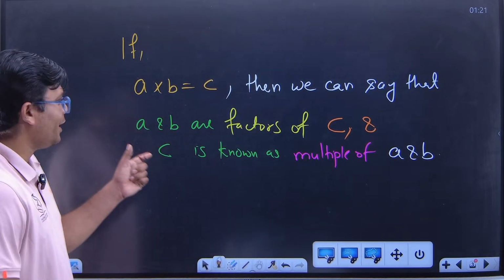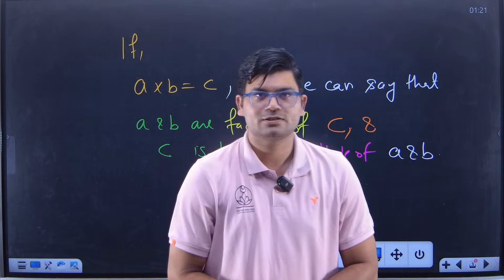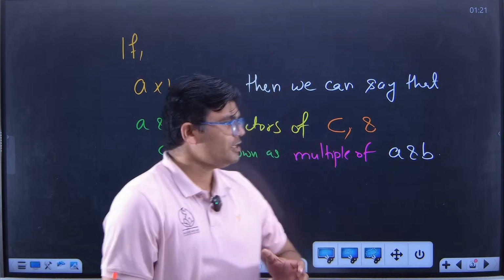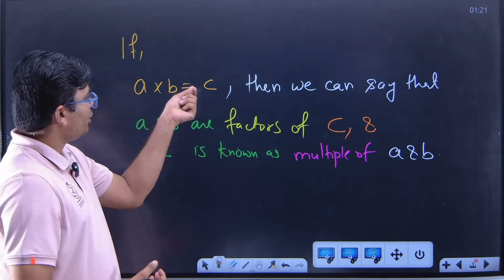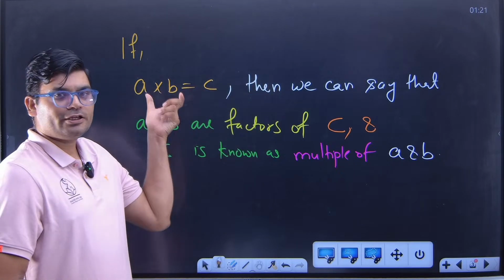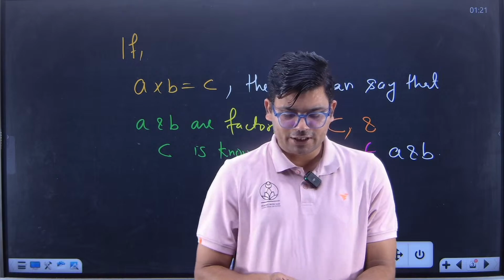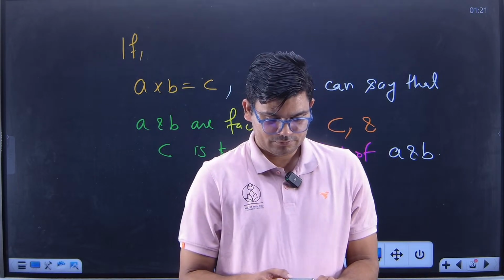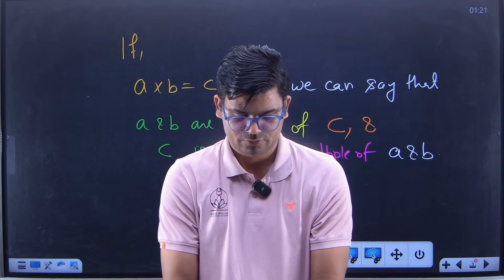See, whatever I'm writing, you must also write in your notebook. Please make a note of all these things. So two numbers which are multiplied together to form a third number, this product is known as a multiple, and the two numbers which are multiplied are known as factors. I hope that you got that.